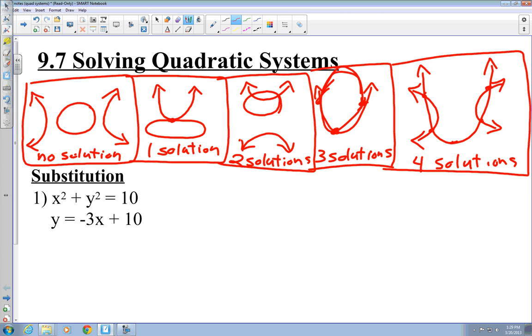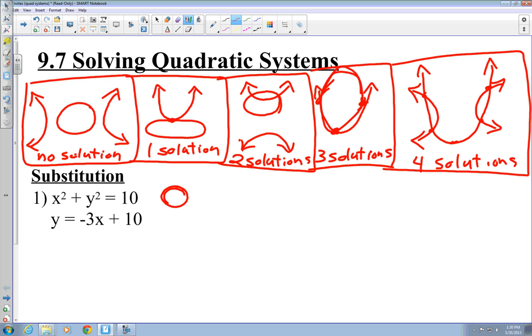Okay, so let's remember substitution. If I have two equations, x squared plus y squared equals 10, by the way, what is that shape? A circle. That one is a circle. And my second one is y equals negative 3x plus 10. Well, that's what? A line. Because there's no squares, it's got to be a line.